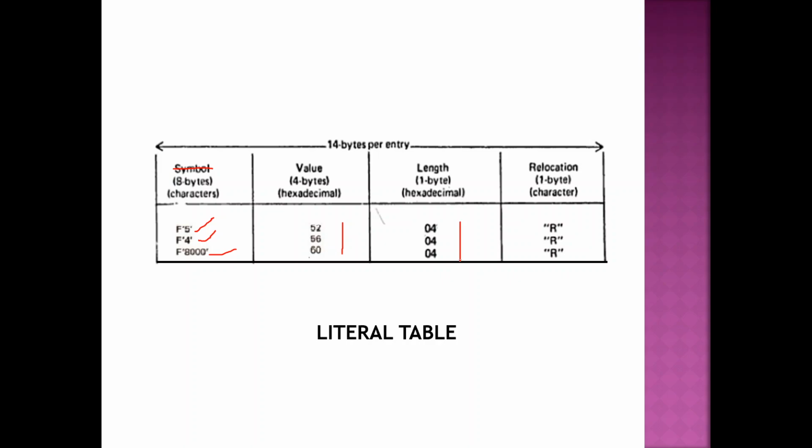Whether it is 4 bytes, one full word means it is 4 bytes, and so on. Here also, same thing: relocatable or absolute. Everything here is going to be relocatable only. Though you say F5 is stored in, say, address location 20, after you load it in main memory, that address is definitely going to change, so it is relocatable. It's the same structure of the database, no changes: 8 bytes, 4 bytes, 1 byte, 1 byte, 14 bytes in total. This is about your literal table.